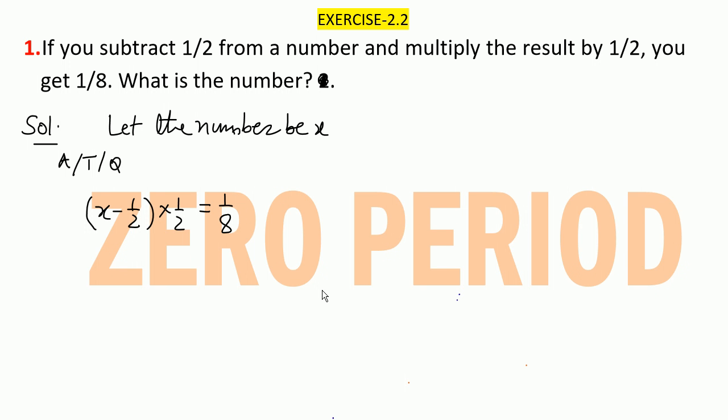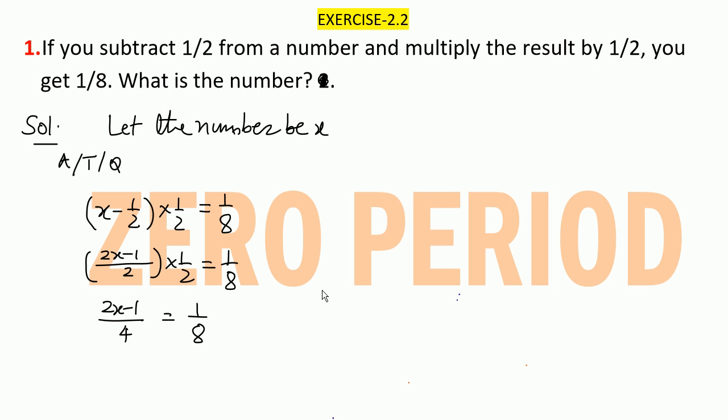So first we solve the bracket. The LCM is 2. It will be (2x minus 1) into 1 by 2 is equal to 1 by 8. Then multiply this 1 by 2 with the numbers which are in the bracket. Open the bracket by multiplying. You get (2x minus 1) upon 4 is equal to 1 by 8.